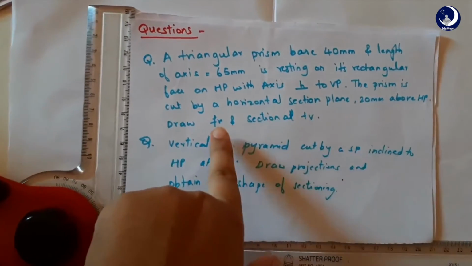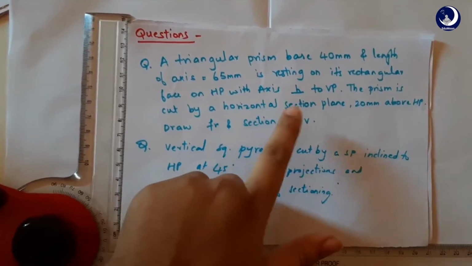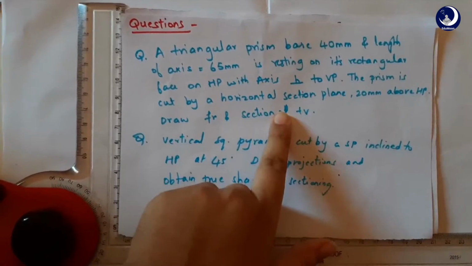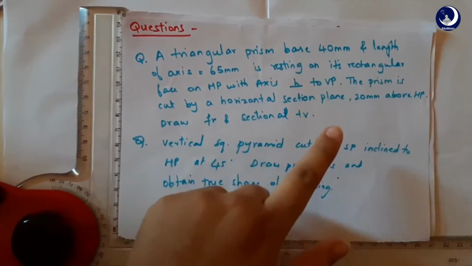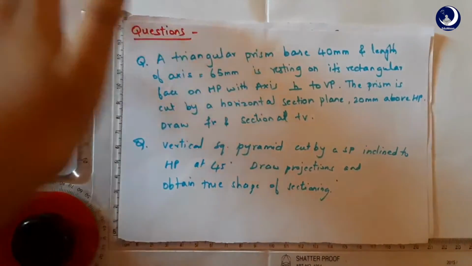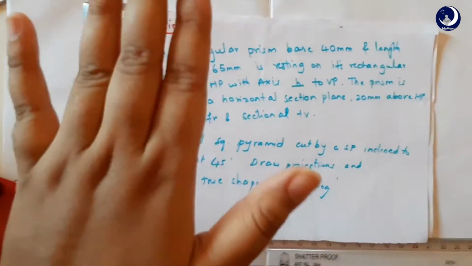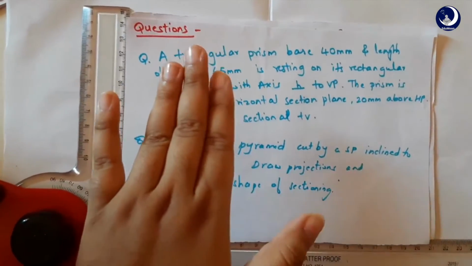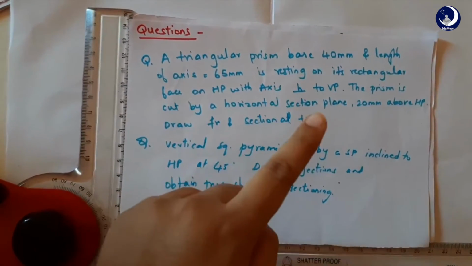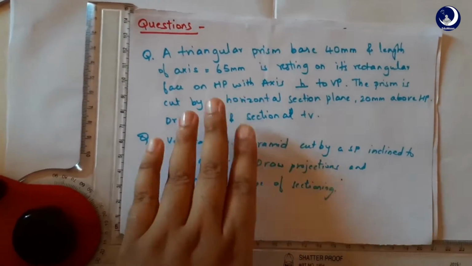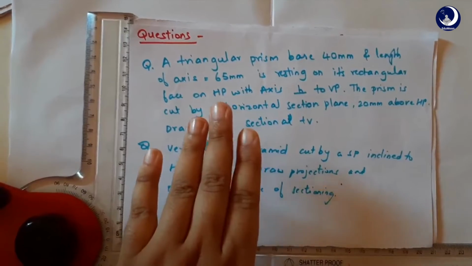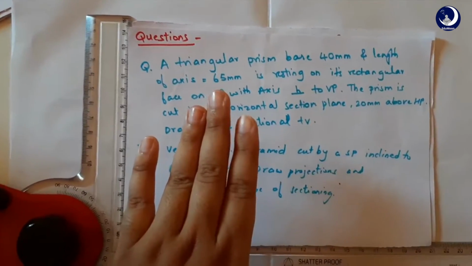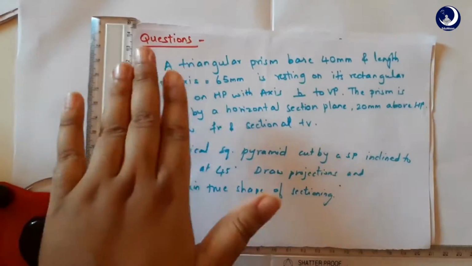The prism is cut by a horizontal section plane. Horizontal section plane means the section plane parallel to HP. So this is HP, the section plane is parallel to HP, and it cuts the solid 20 mm above HP. So from HP we will take 20 mm and that is the position of the section plane. That's where it cuts the solid.